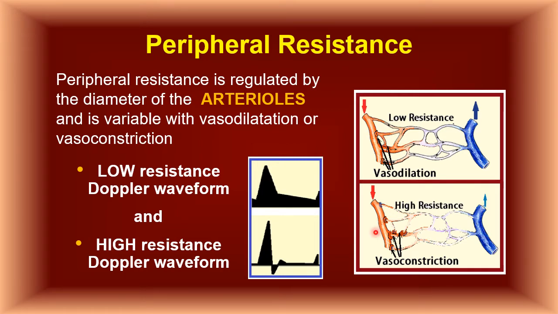So again, we have here two conditions, vasoconstriction and vasodilation, and these are applied by the arterioles. So what will happen if I'm having vasodilation? I get what we call here the low resistance flow.